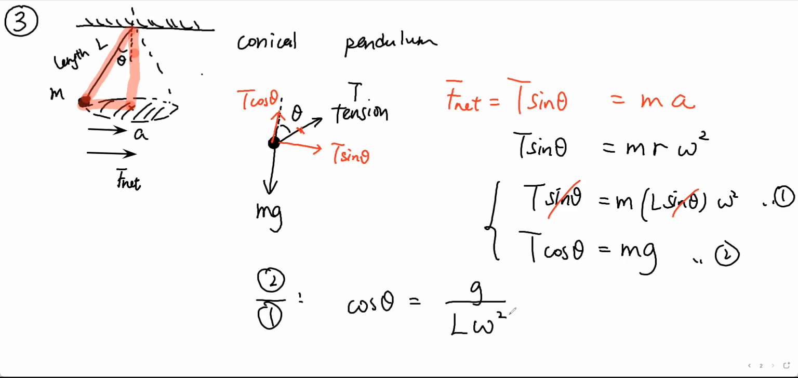Now we look at this formula. g and L are constant. L is the length of the string. It does not change, even if you change the angle. g is 9.81, always constant. So look at this formula. There's only two variables. One is theta, and the other is the angular speed omega.